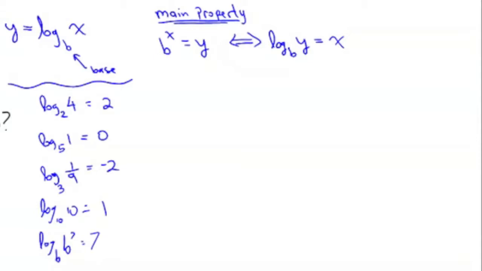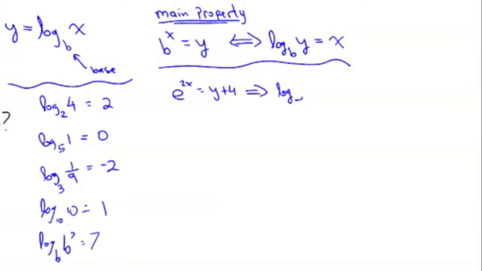This one says if I take base b, raise it to the exponent x, I get an answer of y. This one says what is the base that I have to raise b to get an answer of y, and that exponent is x. So for instance, if I have e to the 2x is equal to y plus 4, how do I change that into its logarithmic form? Well, the first thing you write down is log. What's the base? e. What's the answer? y plus 4. What's it equal to? The power, which is 2x. So they just kind of flip around.